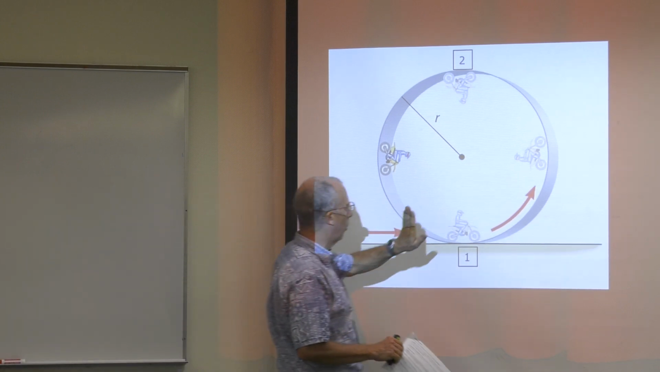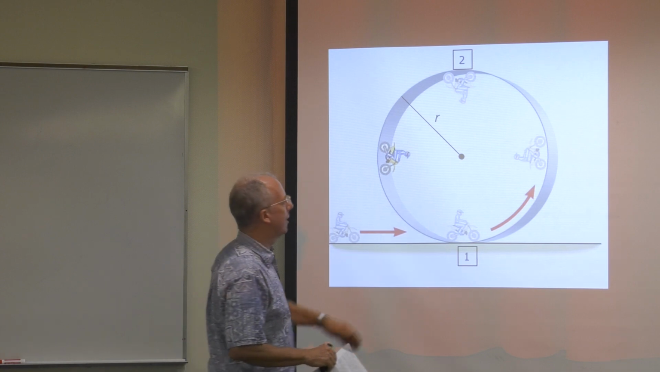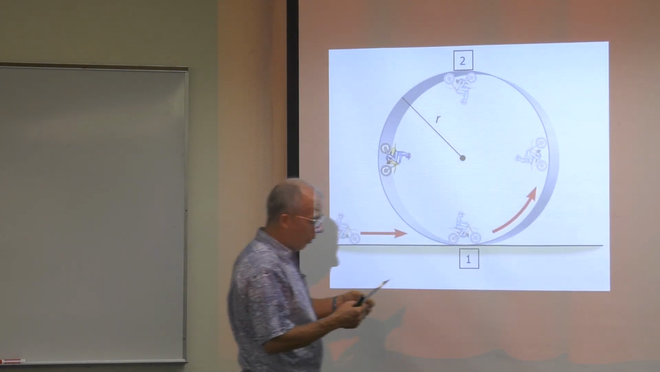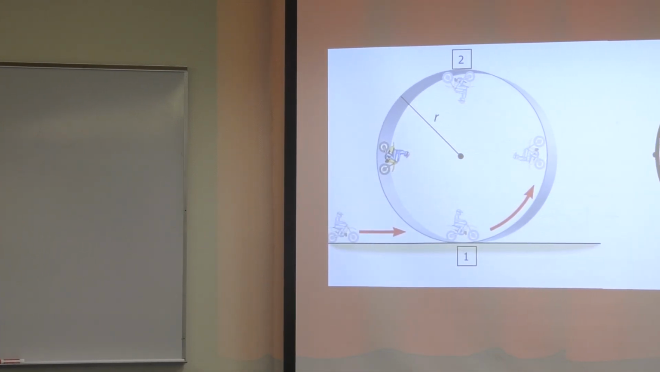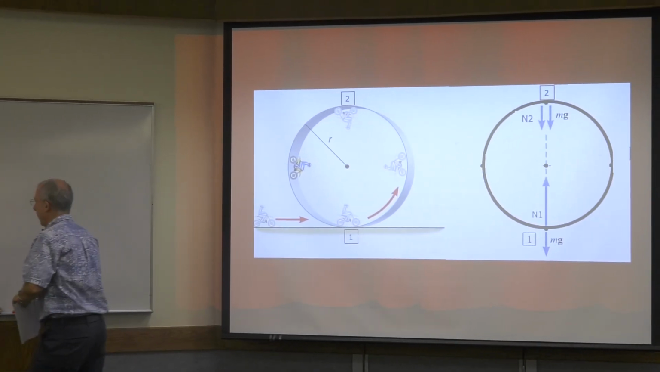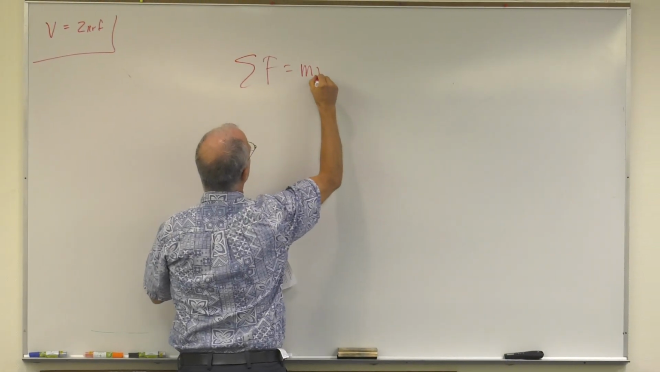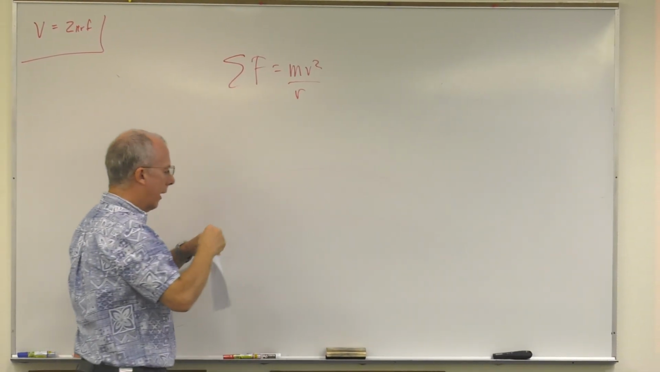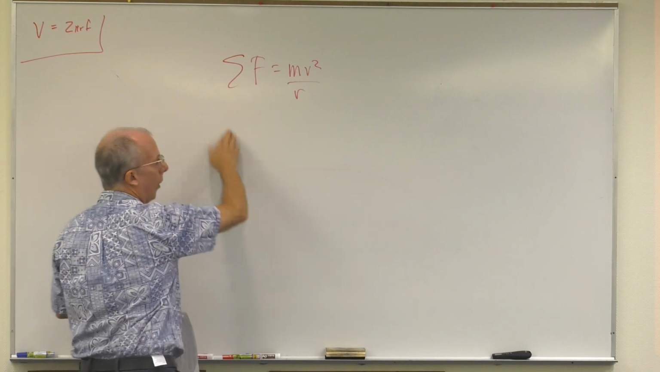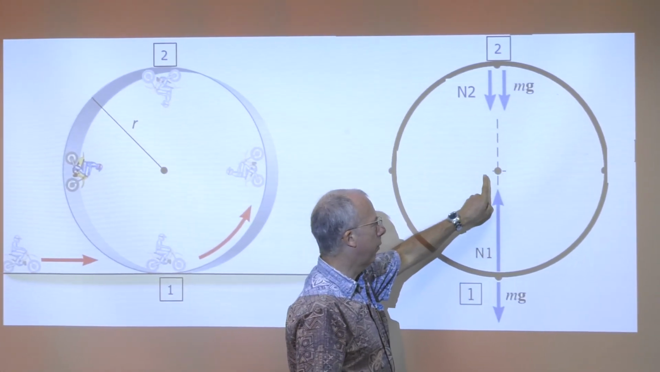Let's just concentrate on 1 and 2, because that's the exciting part, right? So let's draw the centripetal force diagrams. Now remember I told you that the sum of the forces equals mv squared over r, and I told you that sometimes it's going to be more than 1. Well, here we have it, right? So right here, this is a centripetal force.